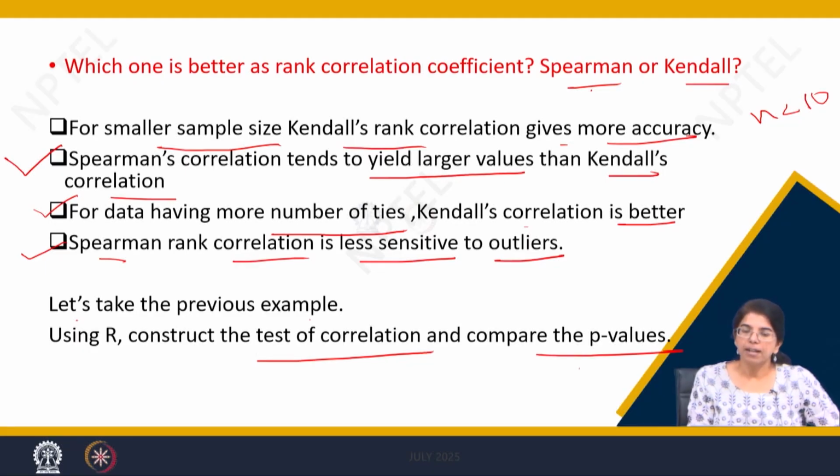So I will request all of you to make one example fixed, and for that example try to construct the test of correlation with Spearman rank correlation as well as with population Kendall's tau rank correlation and make a comparison with the corresponding p-values. Thank you.